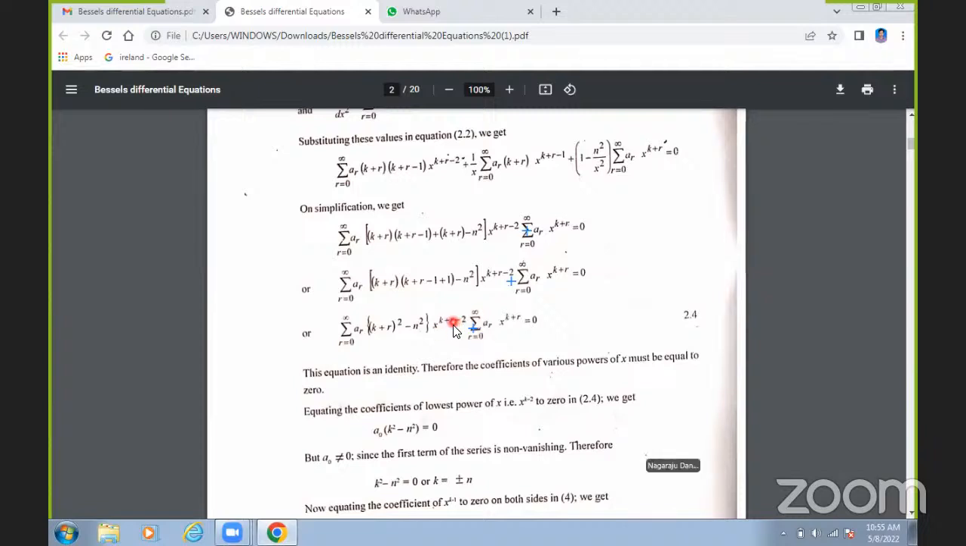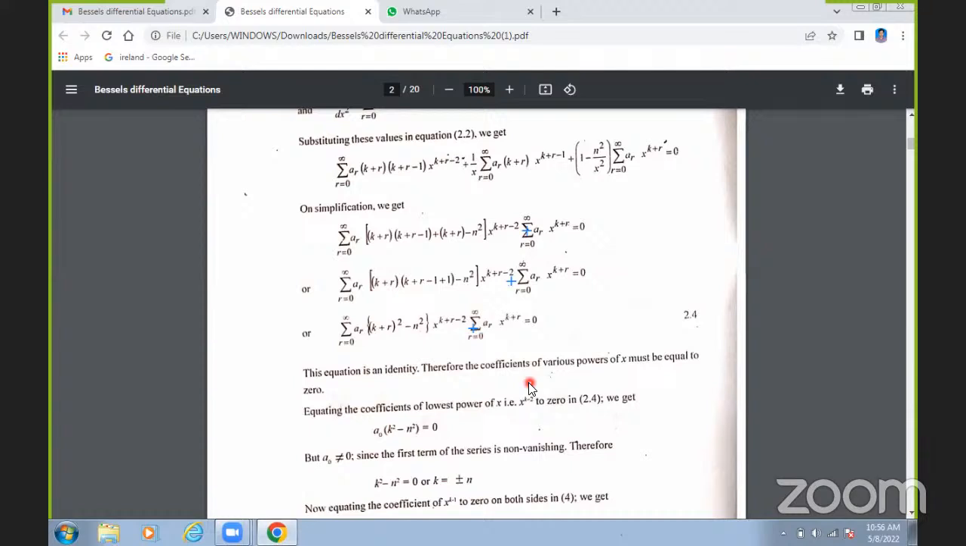If you want to get this, r should get cancelled, so in place of r we are going to write 0. In order to get the coefficient of x to the power of k minus 2, we simply put r equals 0. So we are going to get a0 (k square minus n square) equals 0.